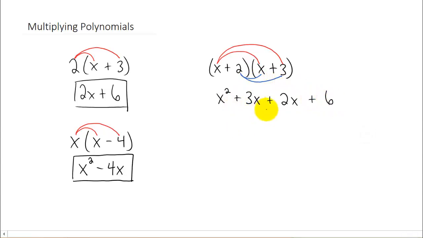And now you'll notice that you have a couple of like terms right here in the middle. 3x plus 2x can be combined, because they're like terms, into a 5x, and then the x squared and the 6 just kind of have to be carried down.